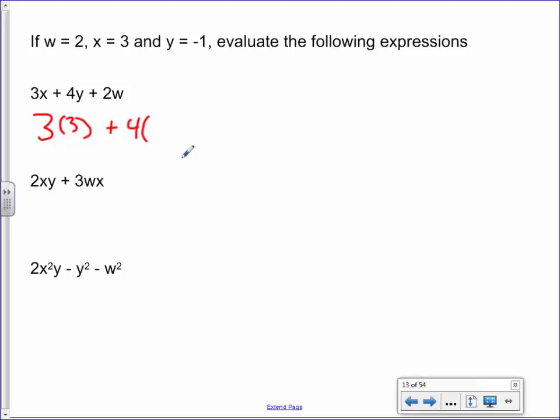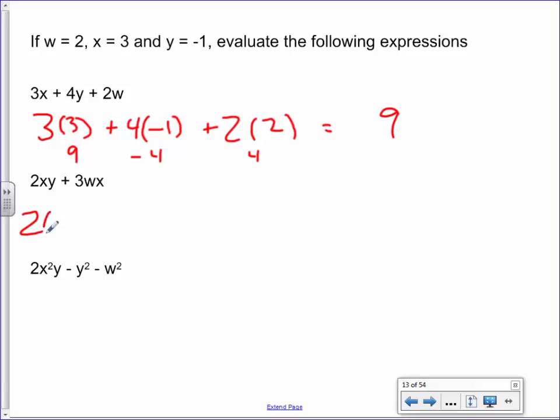It's 4 times y, but now we know what y is. Y is minus 1, right? 2 times w. We know what w is. W is 2. Did you guys solve that? You can handle that? That's 9. It's minus 4. That's 4. Why, it's 9. Can you handle it if I make it more challenging?